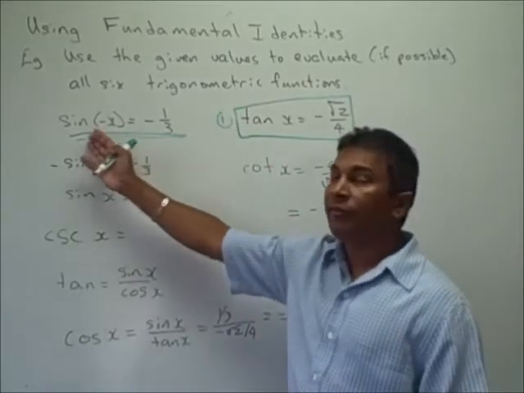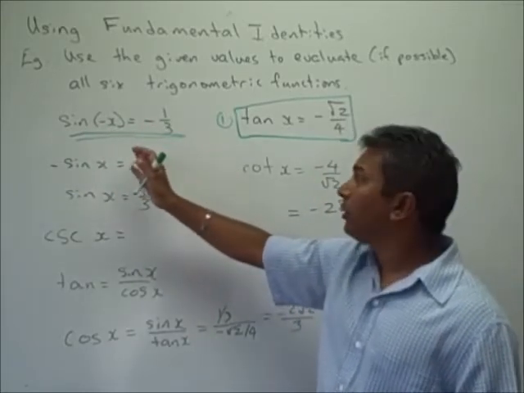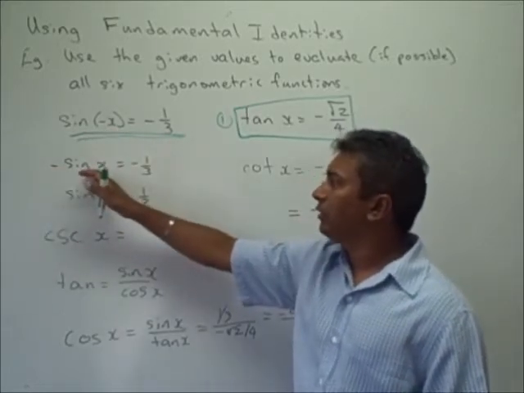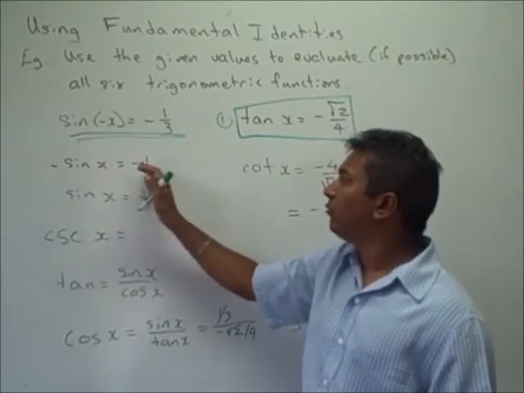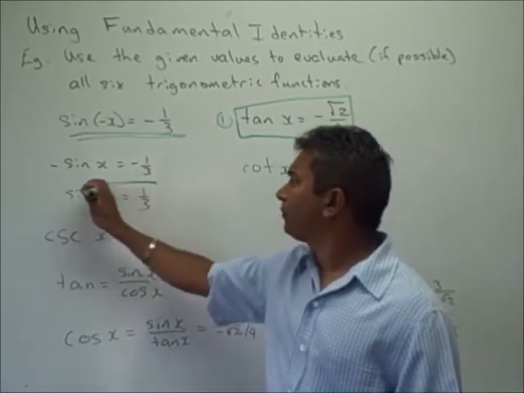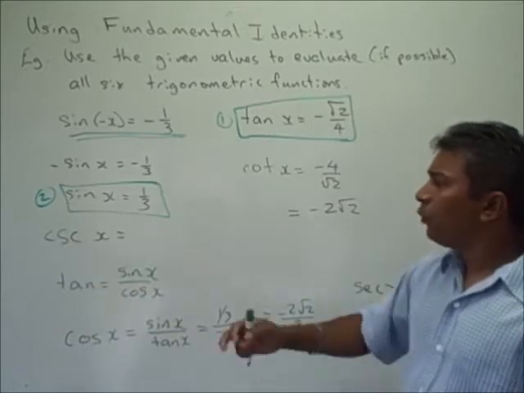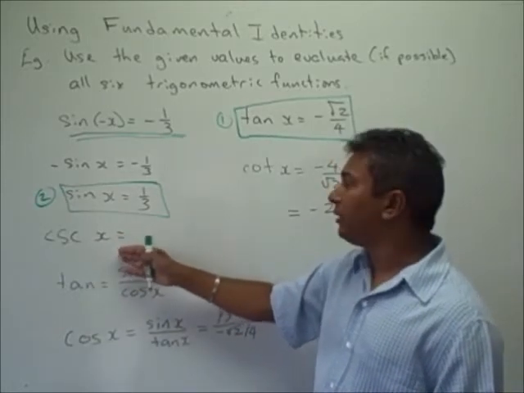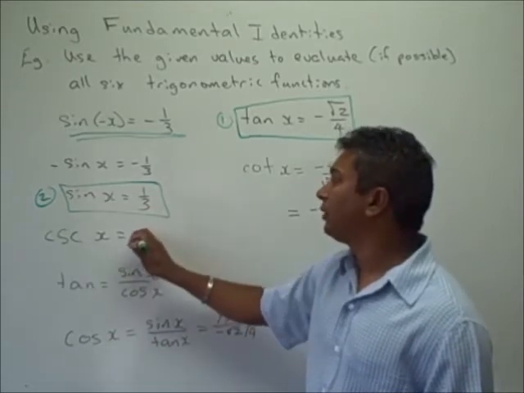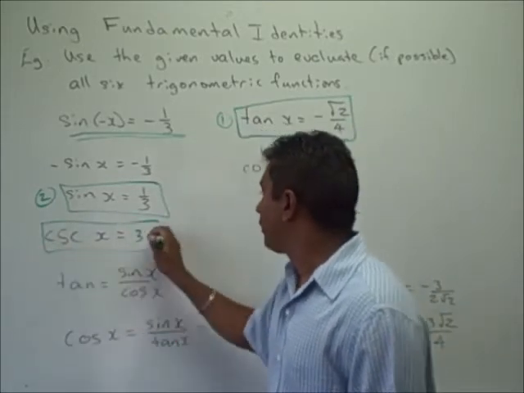We're told that sine of negative x is equal to negative 1/3. We know from our even and odd functions that sine of negative x is also equal to negative sine of x. So negative sine of x is equal to negative 1/3. Therefore, sine of x must be equal to 1/3. So here we have our second trigonometric function. We know that cosecant from our reciprocal identity is the reciprocal of sine of x, so cosecant is equal to the reciprocal of 1/3, which is just 3. And this gives us our third trigonometric function.